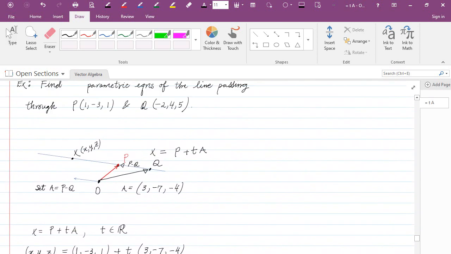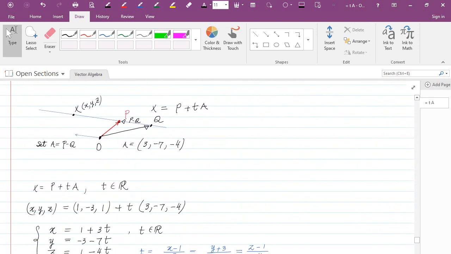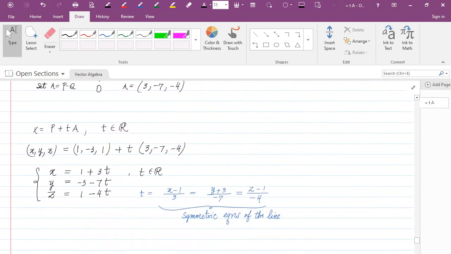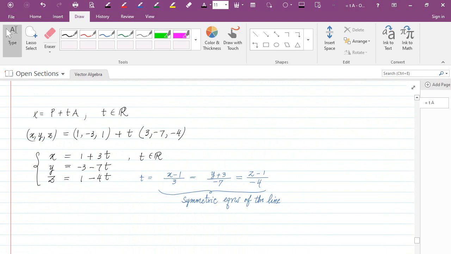Now, once in this example we came up with the parametric equations of the line, notice that from each equation here, we can solve for t. So if I solve for t from the first equation, I would get t is equal to (x minus 1) over 3. From the second equation, if I solve for t, I get (y plus 3) over negative 7. In the third, I get (z minus 1) over negative 4. So these are known as the symmetric equations of the line.